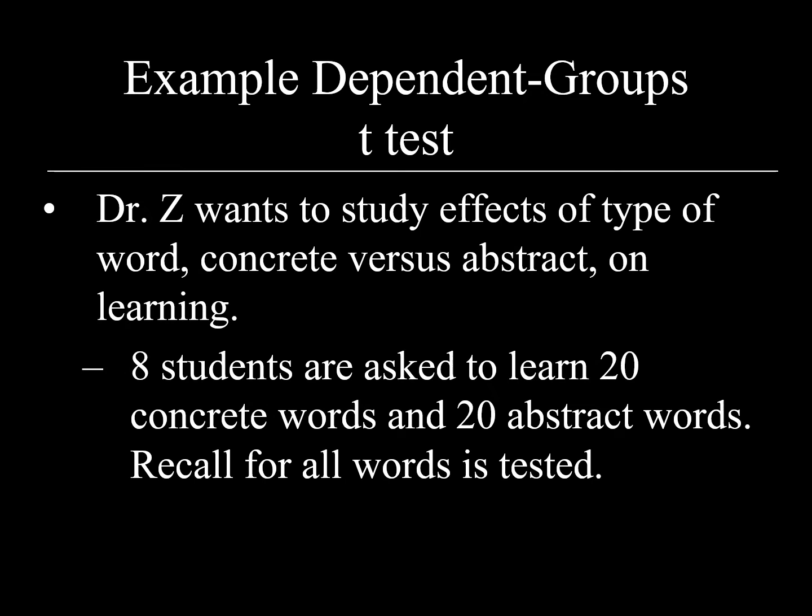So let's run through our sample. Let's talk about how we'd actually conduct this, and when we'd be conducting it. And I really want you to think about, again, that defining feature of what's the difference between subjects and within subjects. And that is whether you have two groups of different people or the same people being exposed to different levels of an IV. So in this case, Dr. Z wants to study the effects of type of word, concrete versus abstract, on learning. So 8 students were asked to learn 20 concrete words, and then after a brief span of time, 20 abstract words. Recall for all words is tested.